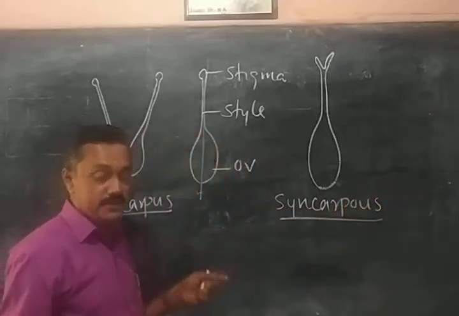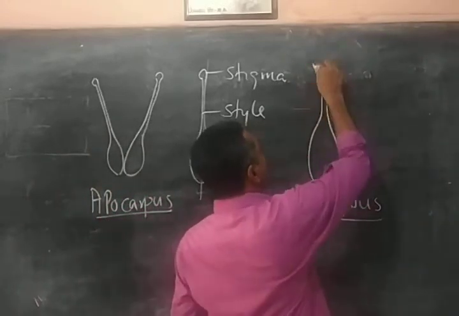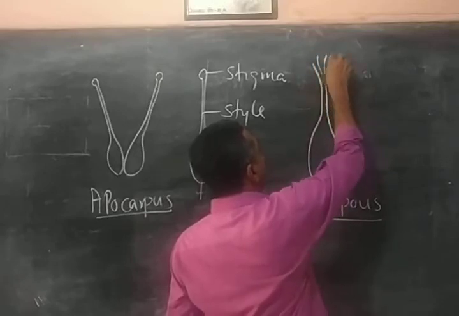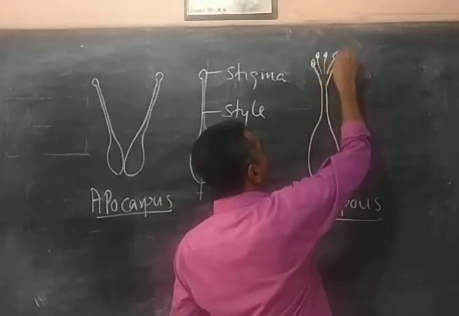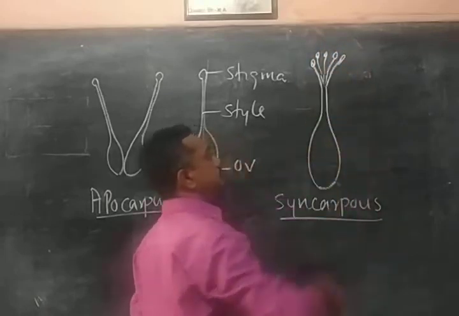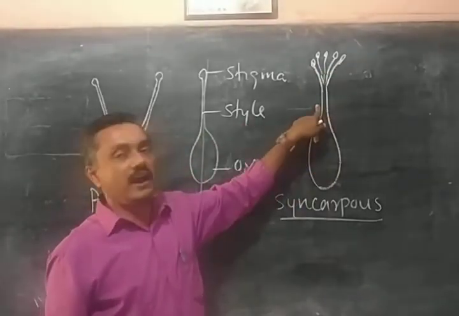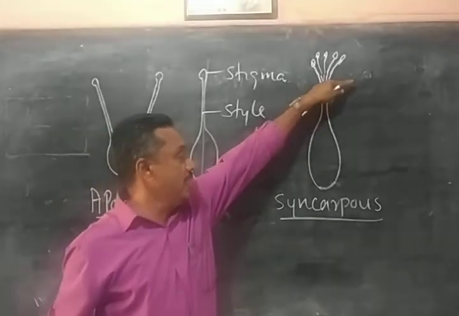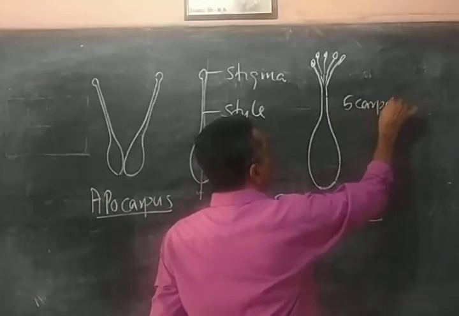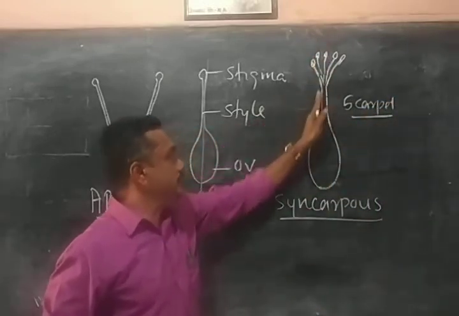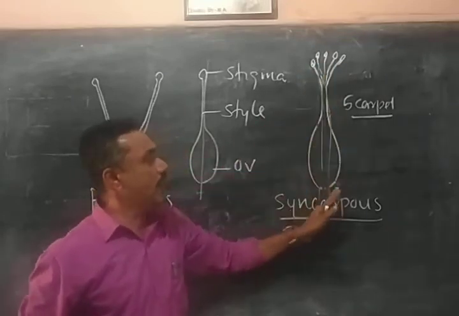Syncarpous. In hibiscus, you can see 5 stigmas: 1, 2, 3, 4, 5. You can see 5 stigmas, 1 ovary, 1 style. What is the meaning of that? Here there are 5 carpels. 5 pieces are there. One piece is called 1 carpel, 2 carpel, 3 carpel, 4 carpel, 5 carpels are joined.